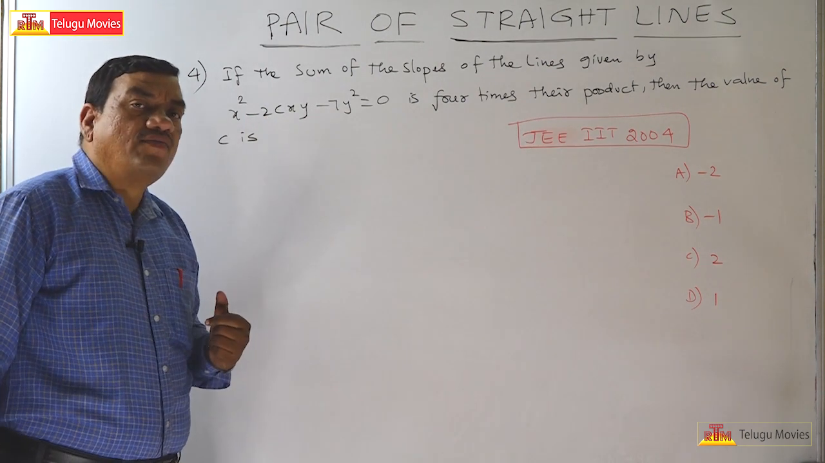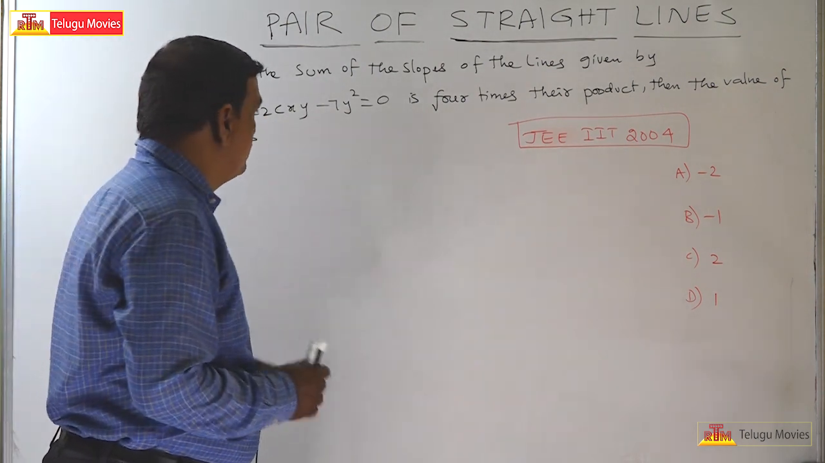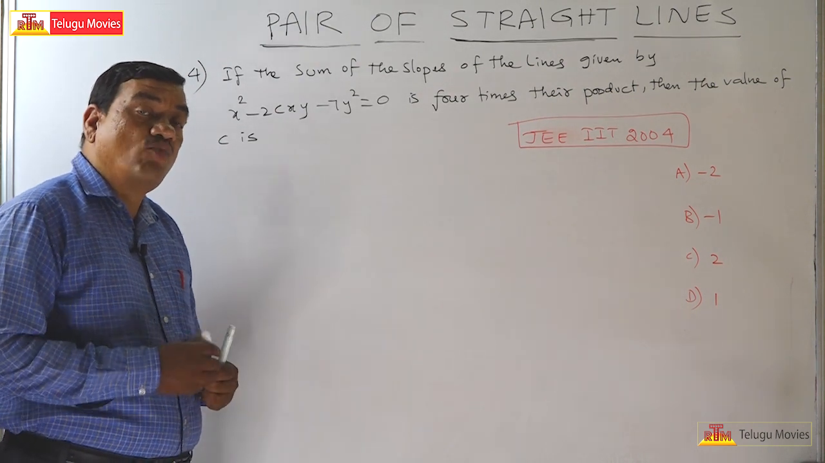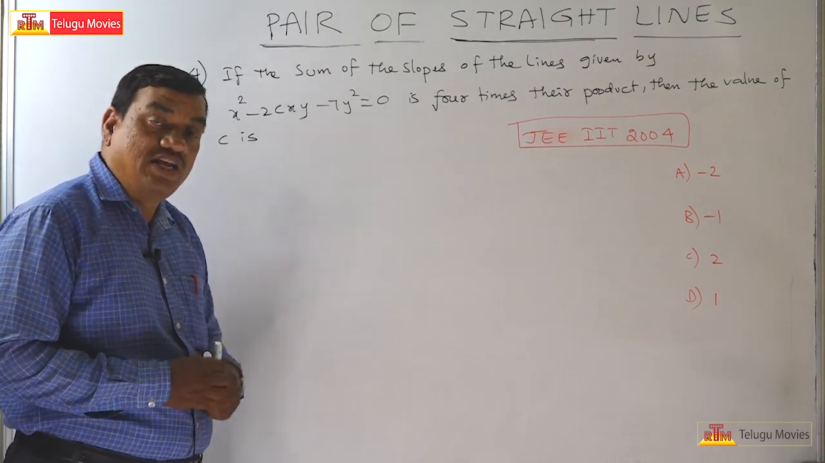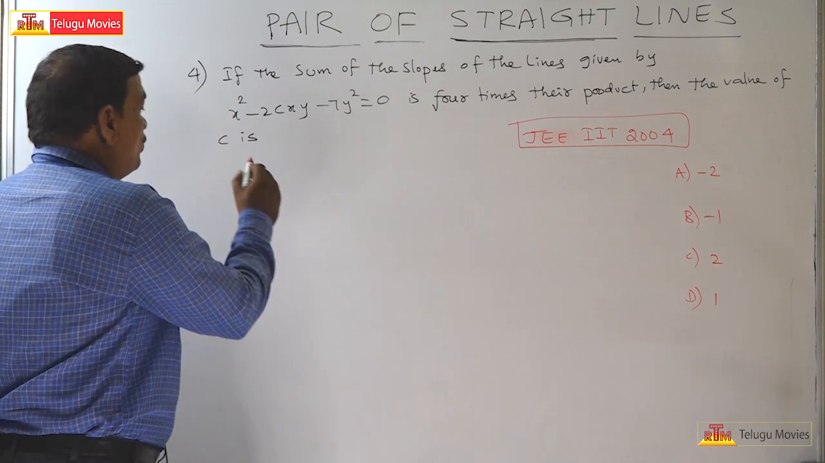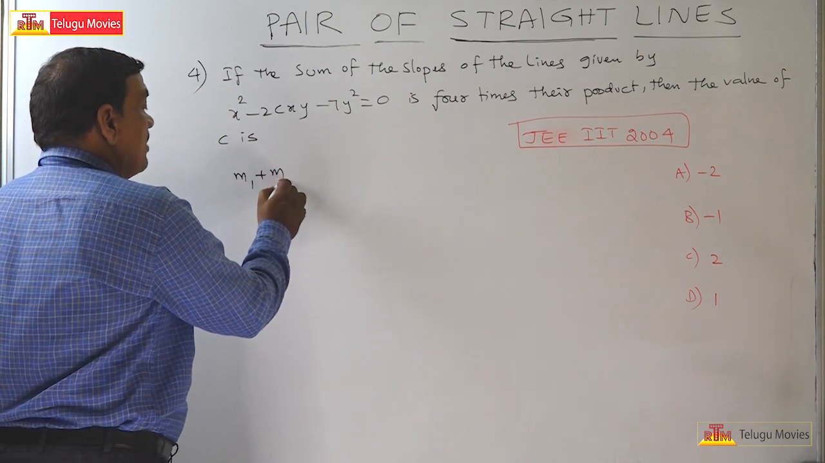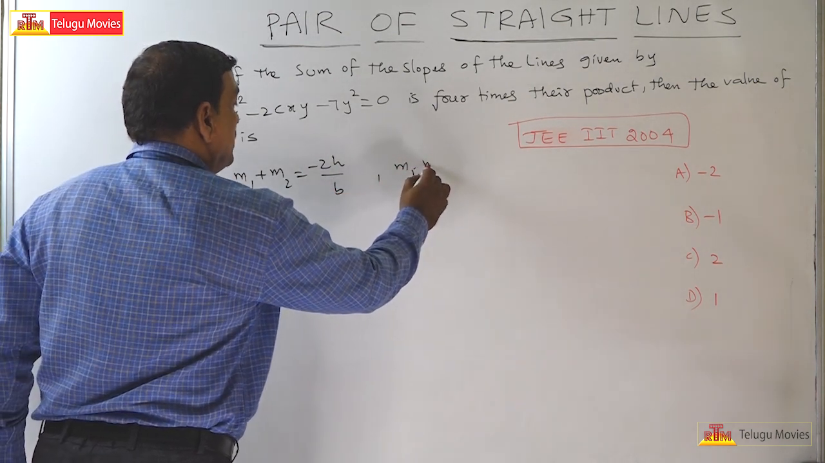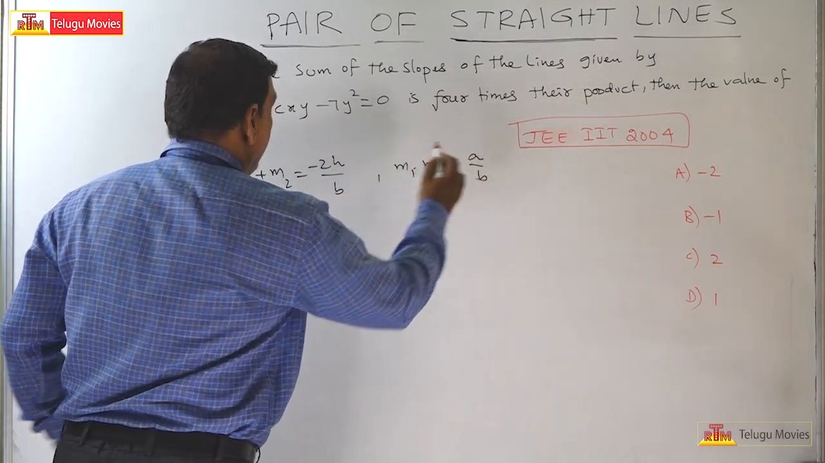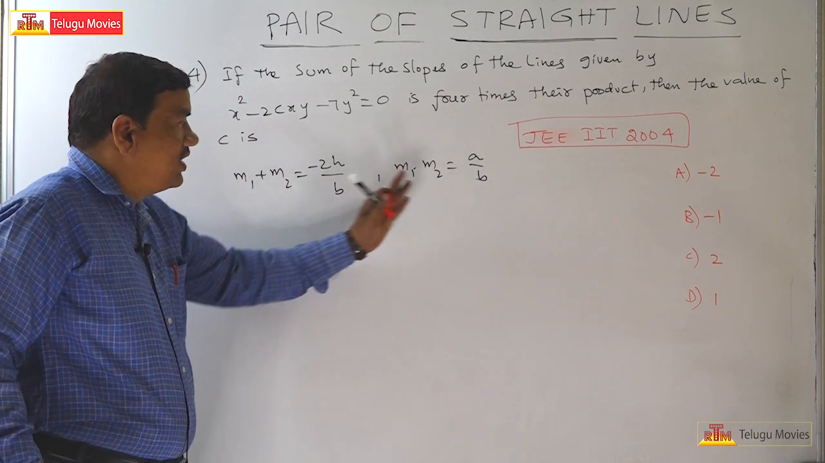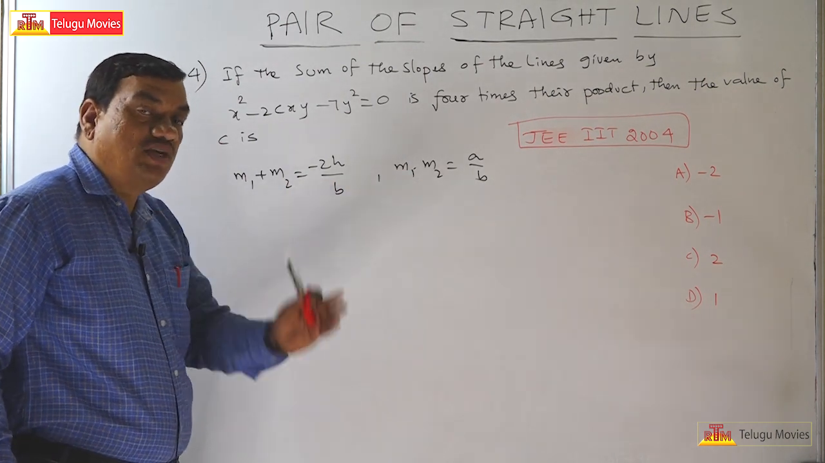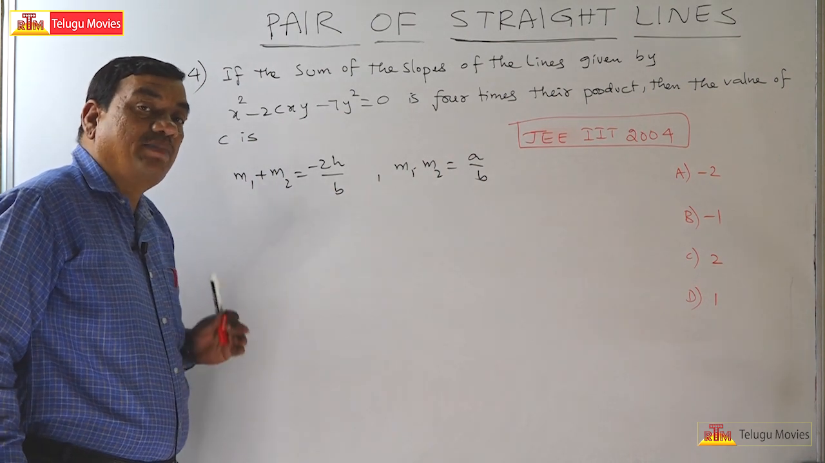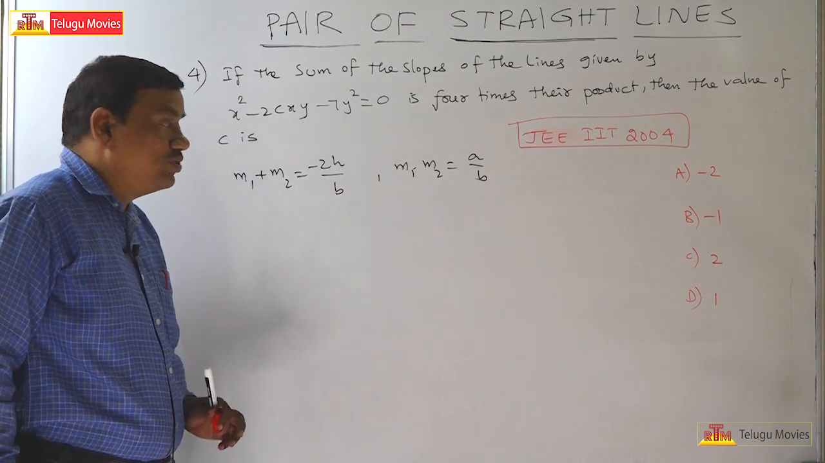So this is a pair of lines passing through the origin. It has two lines. Let the slopes of the two lines be m1 and m2. We have a relation for m1 and m2. So m1 plus m2 is equal to minus 2h by b, and m1 into m2 is equal to a by b. These are the sum of the slopes and the product of the slopes of the lines represented by the equation ax square plus 2hxy plus by square is equal to 0.